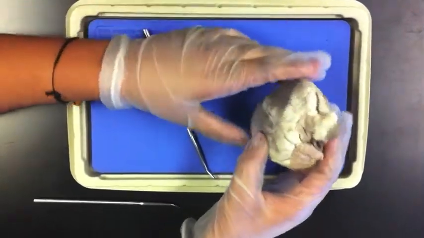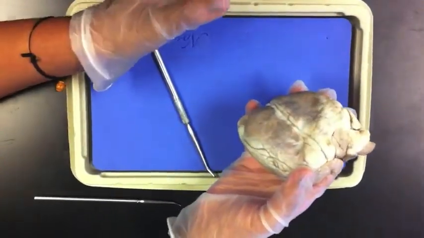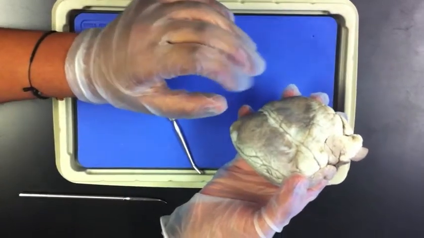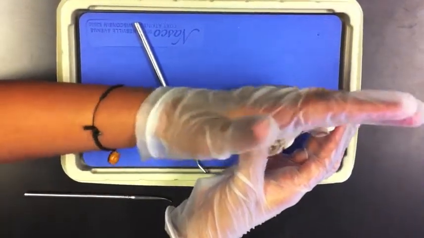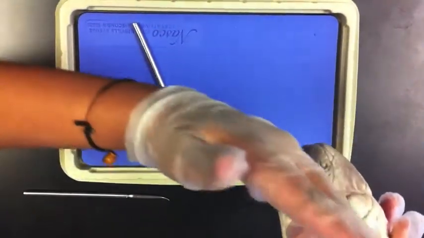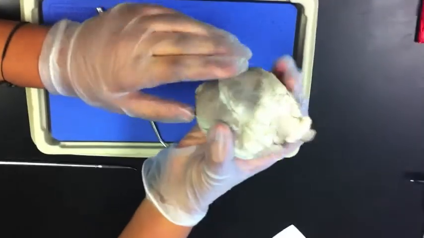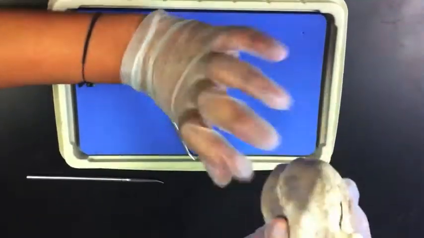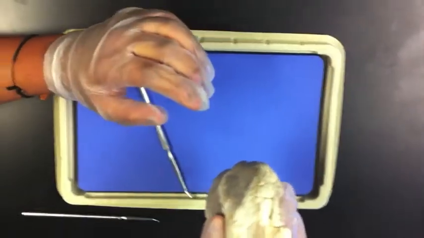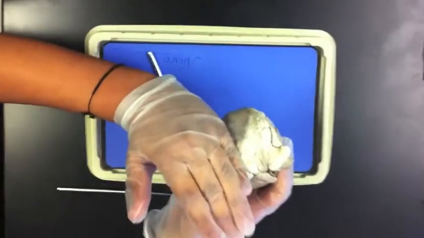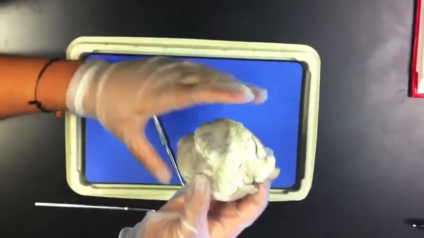A frontal cut is what divides the body into the anterior and posterior portions. So the frontal cut would be a cut like this. Basically, a cut that goes down like that is a frontal cut. And a transverse cut is a horizontal cut like that, which divides the body into the superior and inferior parts. And the oblique cut is any diagonal section of the heart.